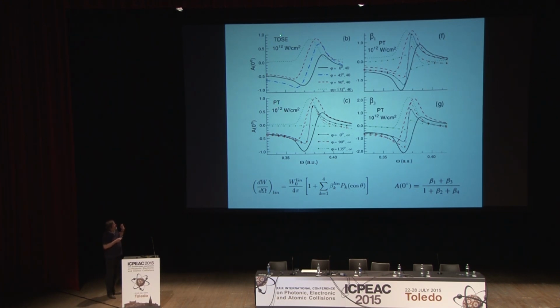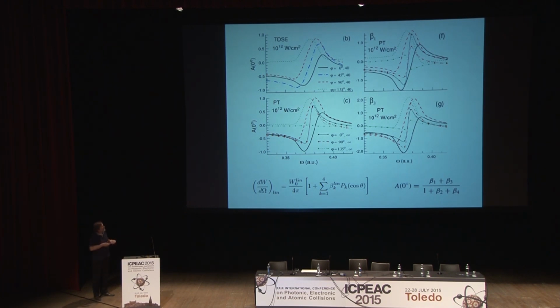PT, perturbation theory, and the time-dependent Schrödinger equation, 10^12, you understand this is a peak intensity, and we can compare. This is the left-right asymmetry. Compare these two graphs, for example the black one here and the black one here. You see that they are really very close to each other, the red dashed. So the perturbation theory gives reasonable agreement with brute force and exact calculations here.